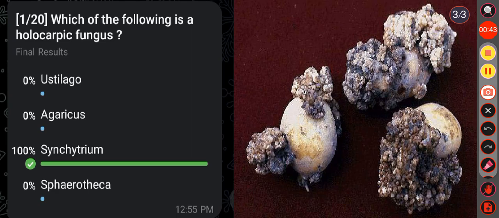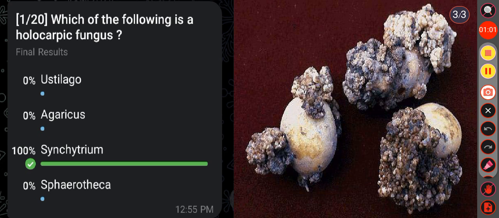Okay, see the first question. Which of the following is a holocarpic fungus? Option A, Ustilago. Option B, Agaricus. Option C, Synchytrium. Option D, Sphaerotheca. Here the correct answer is option C, that is Synchytrium.